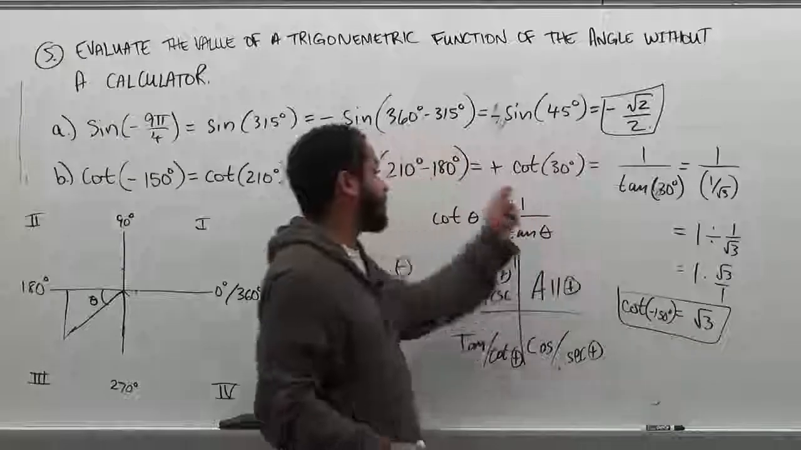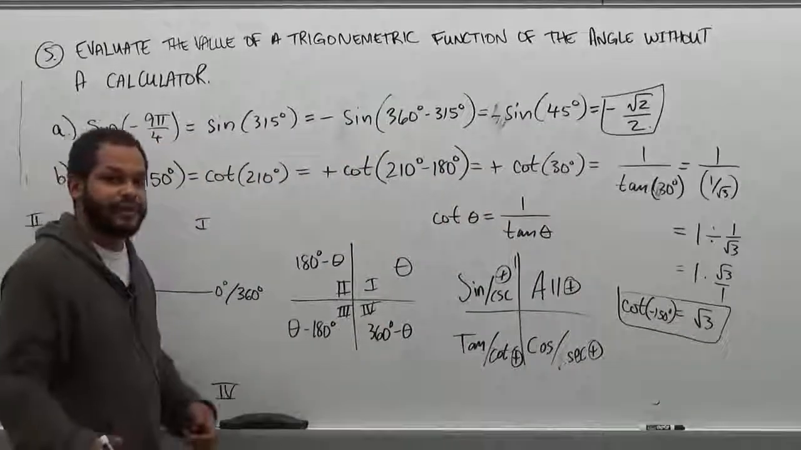And it's positive because cotangent is always positive in the third quadrant. All right? Thank you.